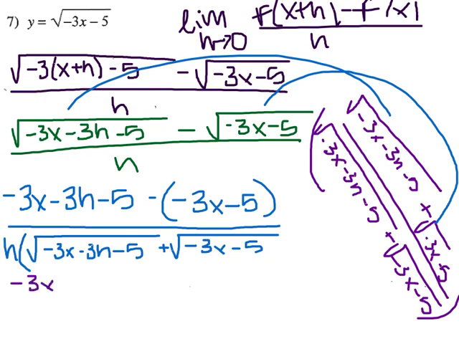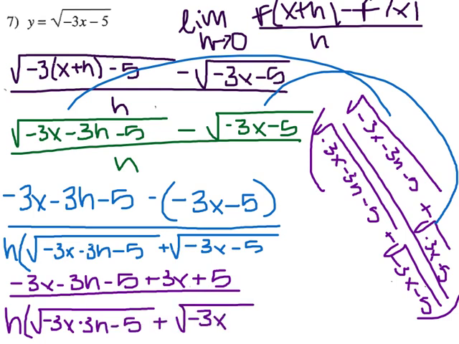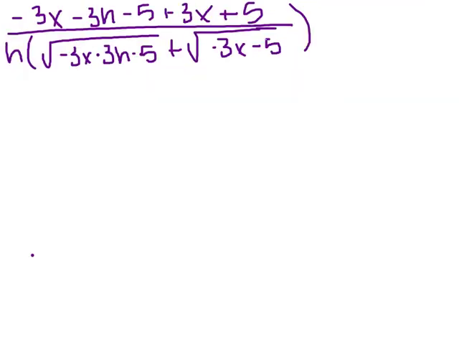Negative 3x minus 3h minus 5 plus 3x plus 5 all over h times the square root of negative 3x minus 3h minus 5 plus the square root of negative 3x minus 5. All right. Pause it, write this down if you haven't yet. We're going to move on to another slide. This is where we left off on the last slide. So let's go ahead and finish it out.